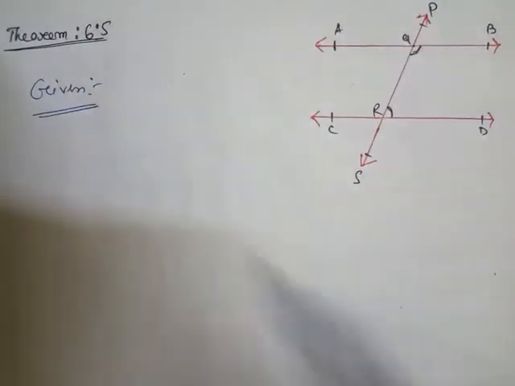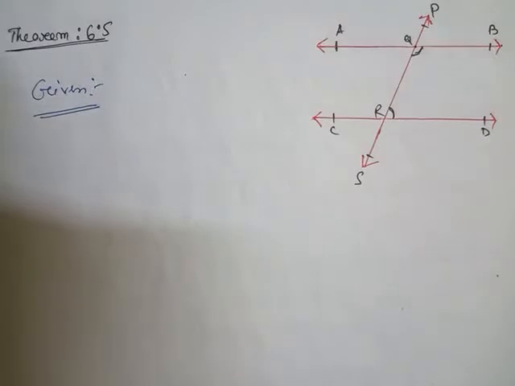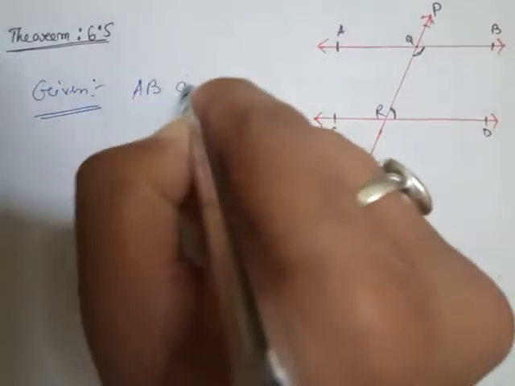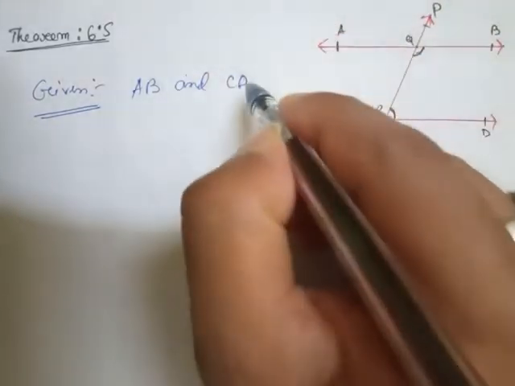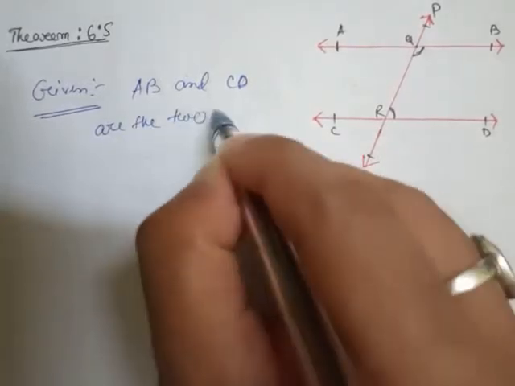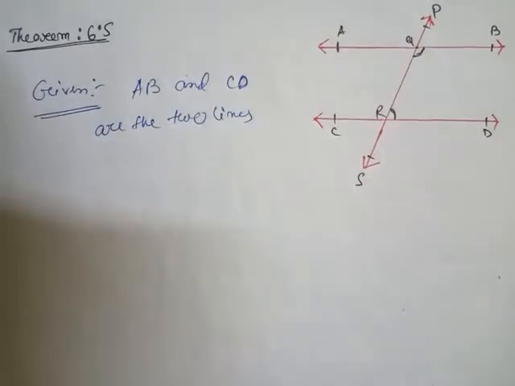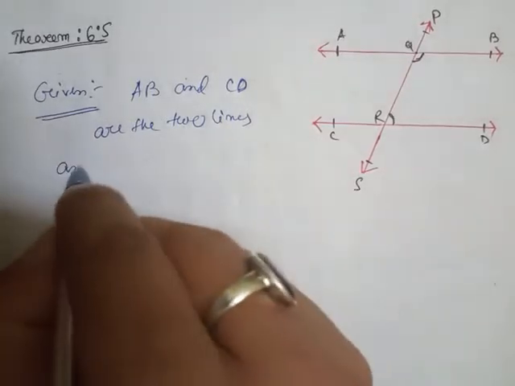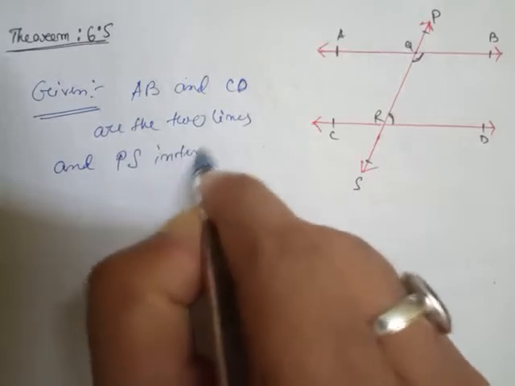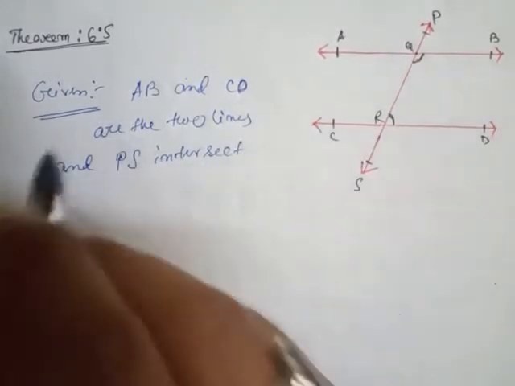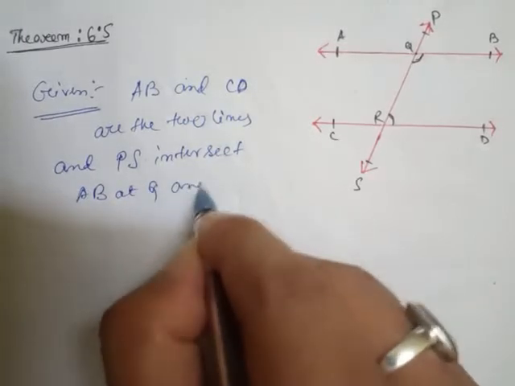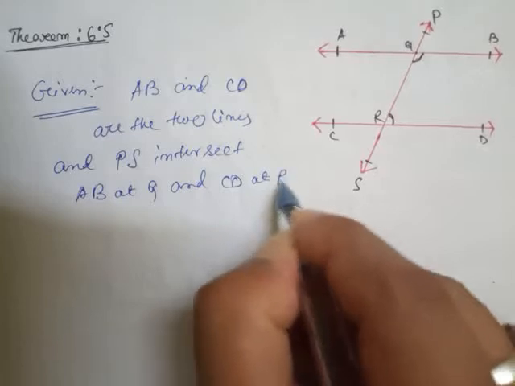Given: AB and CD are the two lines, and PS intersects AB at Q and CD at R.